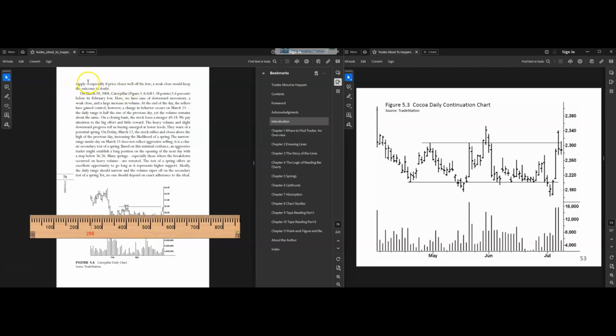This point is about effort reward on the spring. Basically, if you have a small penetration with a small bar with a large volume, it means someone bought up all the selling. Basically bag holding and bought everything as other stops were being run. Someone else bought it all. So this is just a point about effort reward.